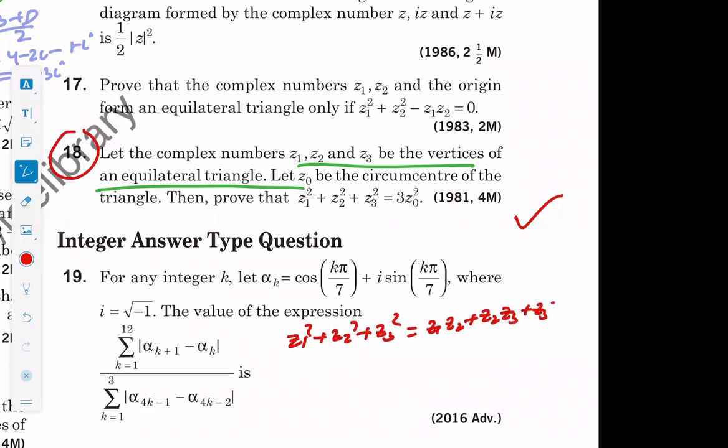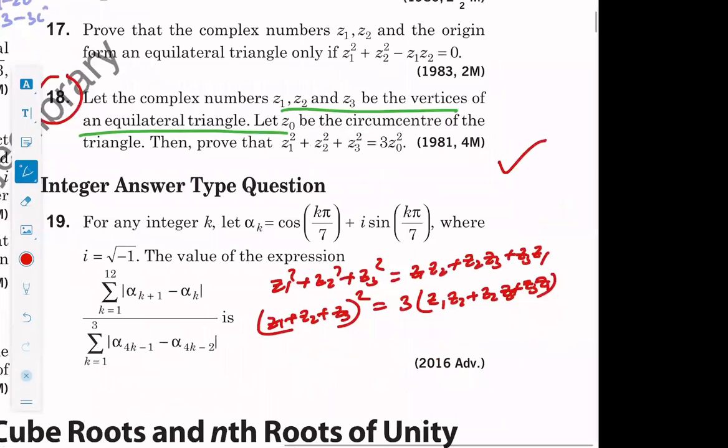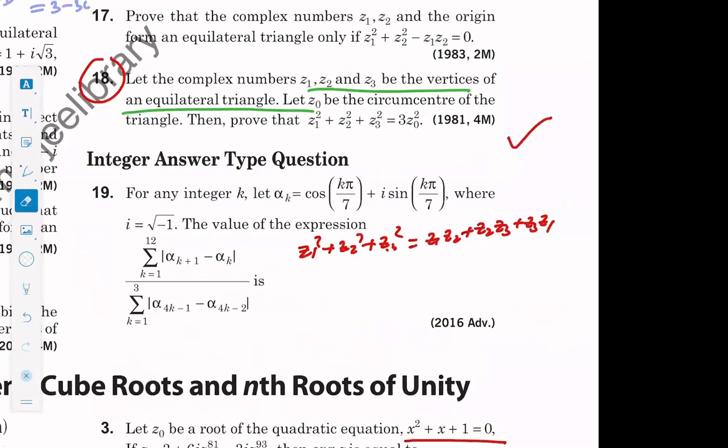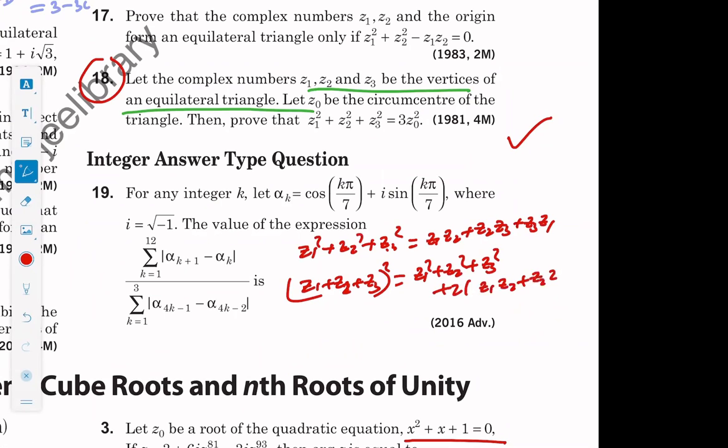So now you just have to add 2 times Z1 Z2 plus Z2 Z3 plus Z3 Z1 on both sides. So you will get Z1 plus Z2 plus Z3 whole square is equal to 3 times Z1 Z2 plus Z2 Z3 plus Z3 Z1. Do you know this one? Z1 plus Z2 plus Z3 whole square, what is its value? Z1 square plus Z2 square plus Z3 square plus 2 times Z1 Z2 plus Z2 Z3 plus Z3 Z1.